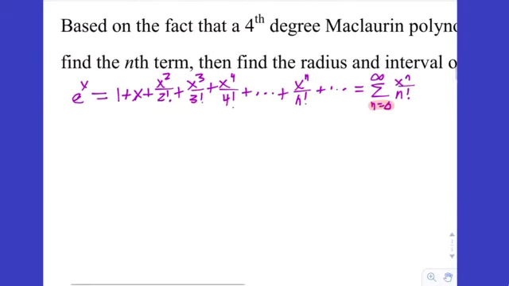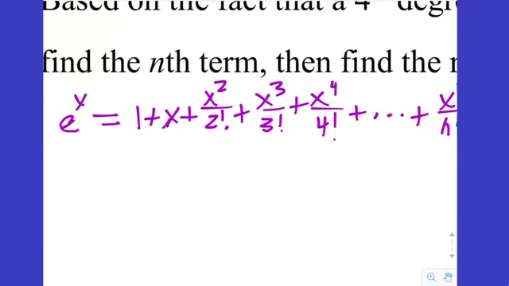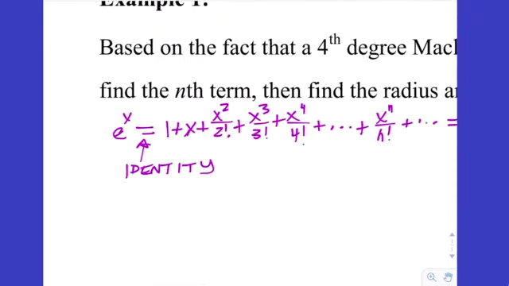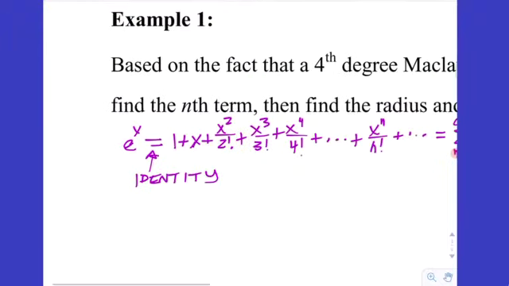Okay? So I want to figure out what the interval of convergence is. What are the values of x that make this a true statement? Okay? We would call this an identity if you want to think about it that way. Right? Remember in pre-cal we did trig identities? This would be also an identity, a polynomial identity. We could interchange one perfectly with the other for certain values of x.